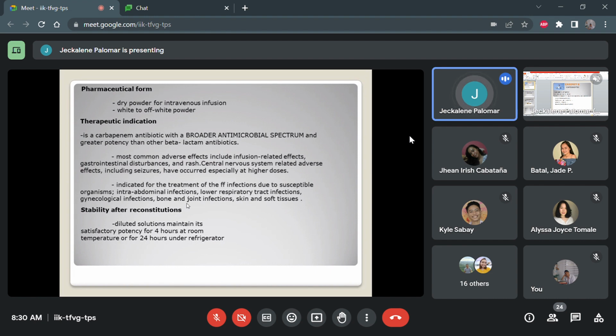It is also indicated for the treatment of the following infections due to susceptible organisms: intra-abdominal infections, lower respiratory tract infections, gynecological infections, bone and joint infections, and skin and soft tissue infections. So the stability for Tienam or imipenem cilastatin: diluted solutions maintain satisfactory potency for 4 hours at room temperature or for 24 hours under refrigeration.